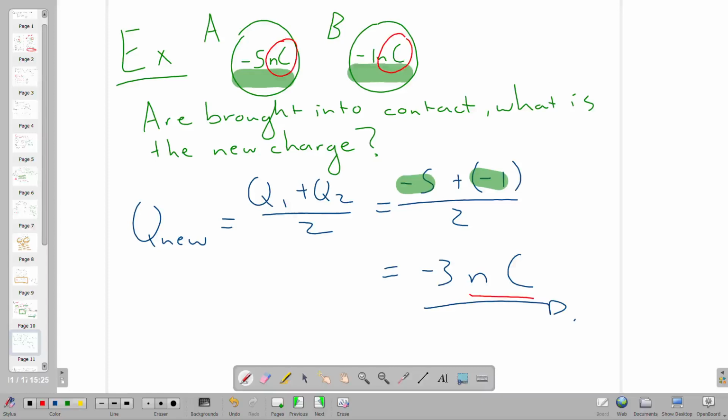If both have the same suffix, both of them are nanocoulomb or both of them are microcoulomb, then you only have to add them at the end. You don't have to go and write down minus 5 times 10 to the negative 9 directly into the equation like that. But that's only if they both have the same unit.